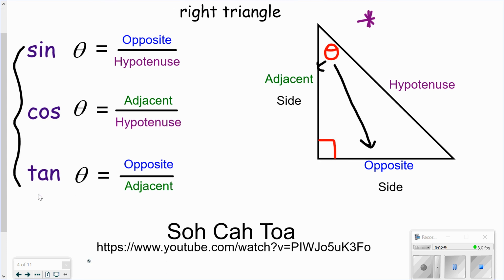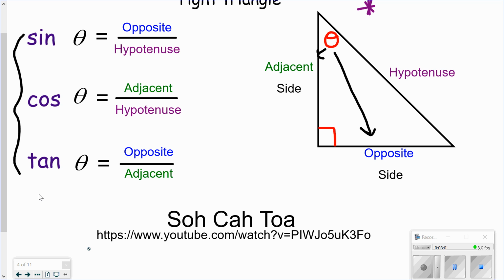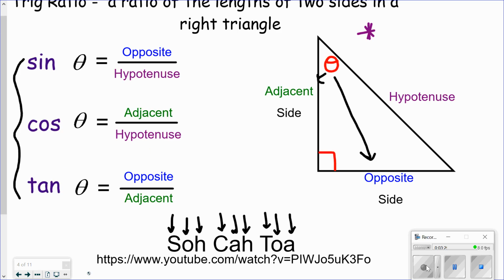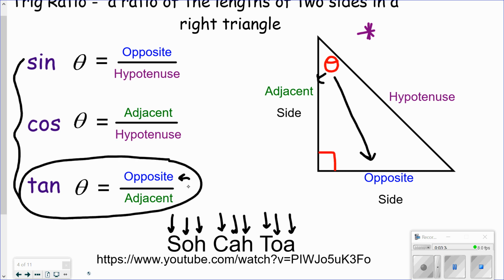Now I have a nice little video down here that will help you remember sine, cosine, and tangent. And your trick is using the term SOHCAHTOA. Sine is equal to opposite over hypotenuse, cosine is equal to adjacent over hypotenuse, and tangent is equal to opposite over adjacent. SOHCAHTOA. In today's lesson, we are going to focus on tangent, where we know the opposite and the adjacent side. We will not know the hypotenuse for the next few examples.